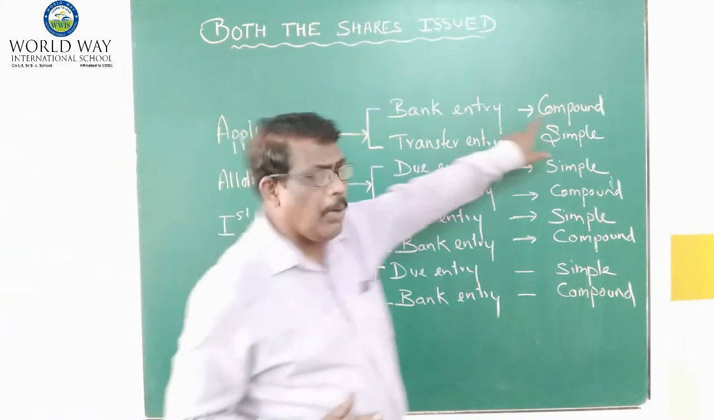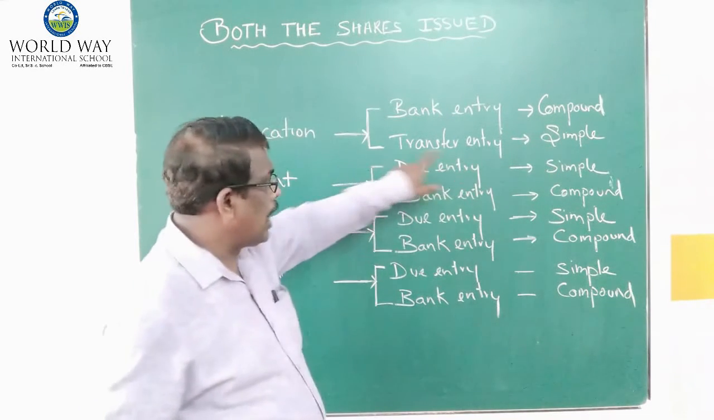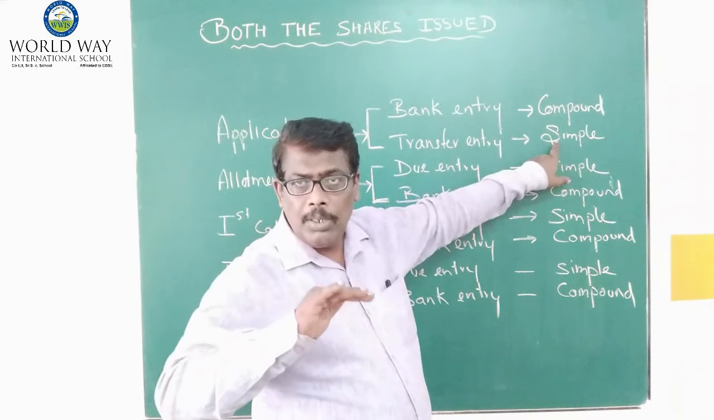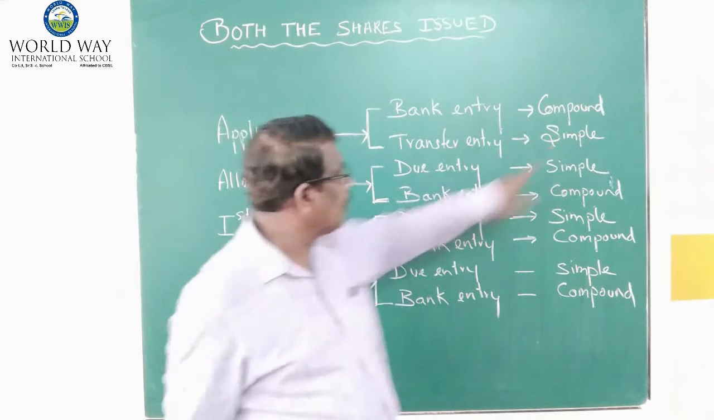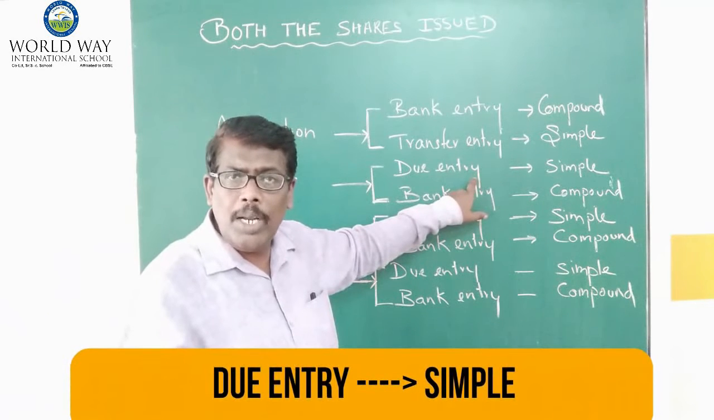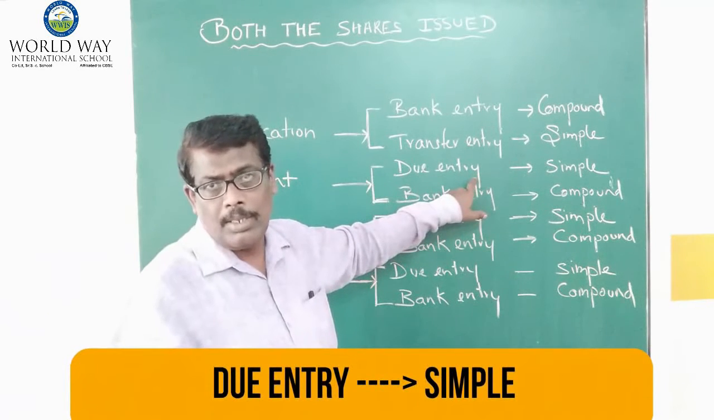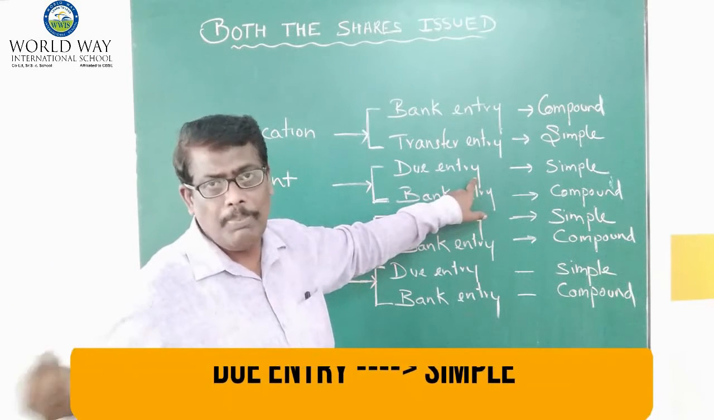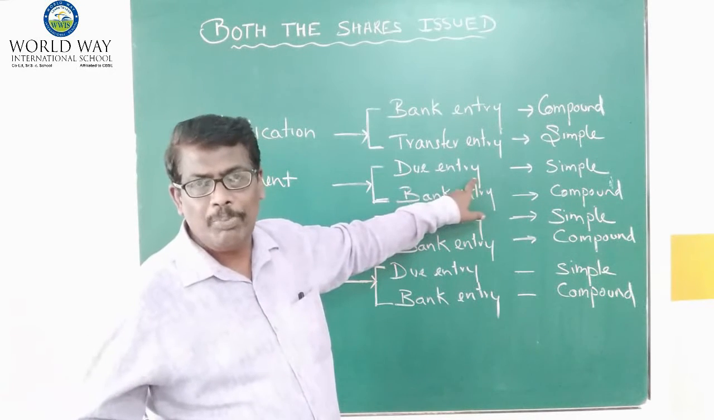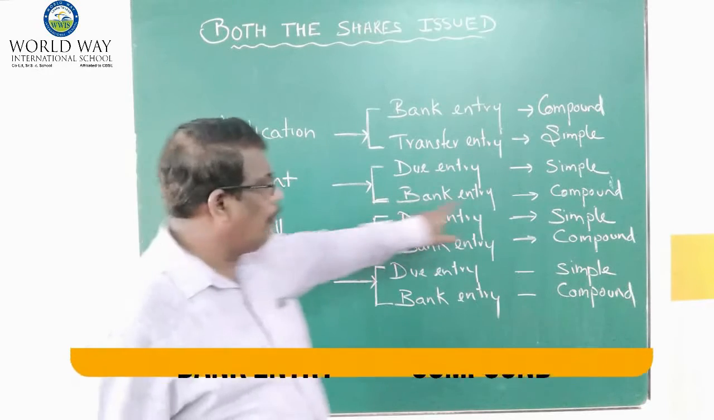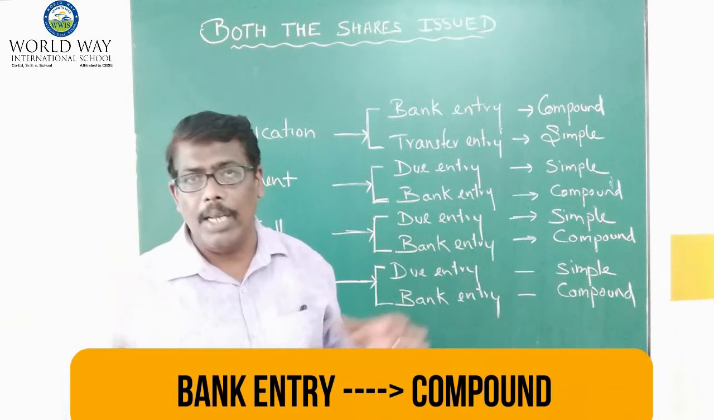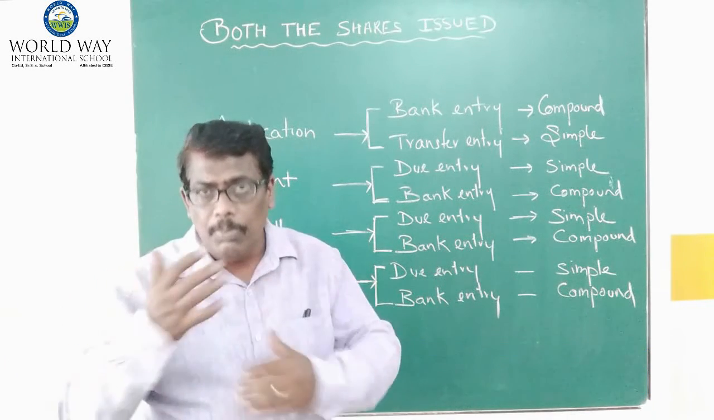Application: at the time of bank, compound entry, we studied just now. Transfer entry, we need to follow simple entry, means both the entries must be taken in a separate form. Then at the time of allotment, when we pass the due entry, we need separate entries, means simple entries are required there. So first of all, we pass the simple entry. Then when the bank entry is to be passed, it has to be passed in a compound manner, means together.